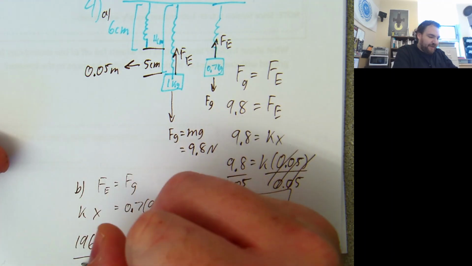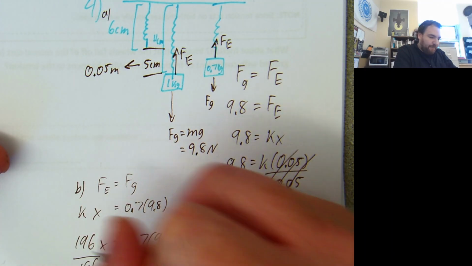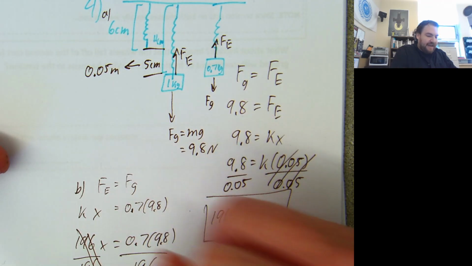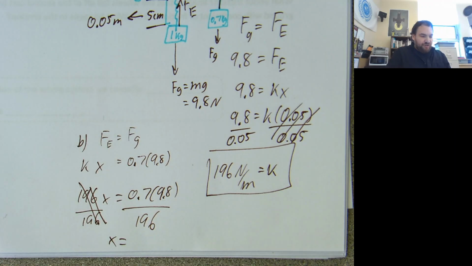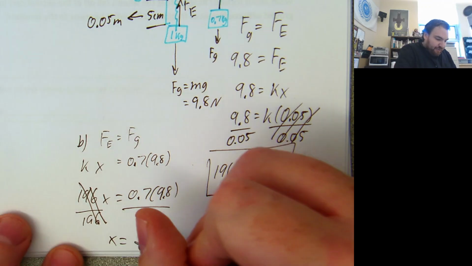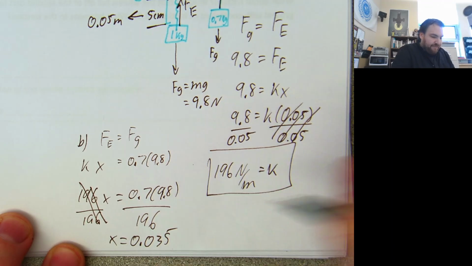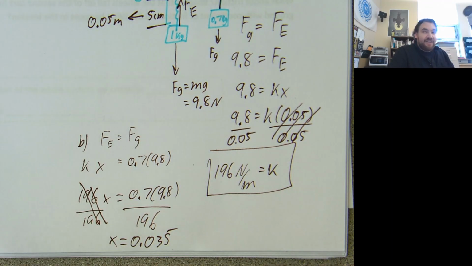To solve this thing for x, we're going to divide by 196. And we're going to get that x is going to be more than 0, less than 0.05. 0.7 times 9.8 divided by 196 is 0.035. And that number is in meters. So have we actually answered the question? The question said, what length will the spring be if we put the mass on it?